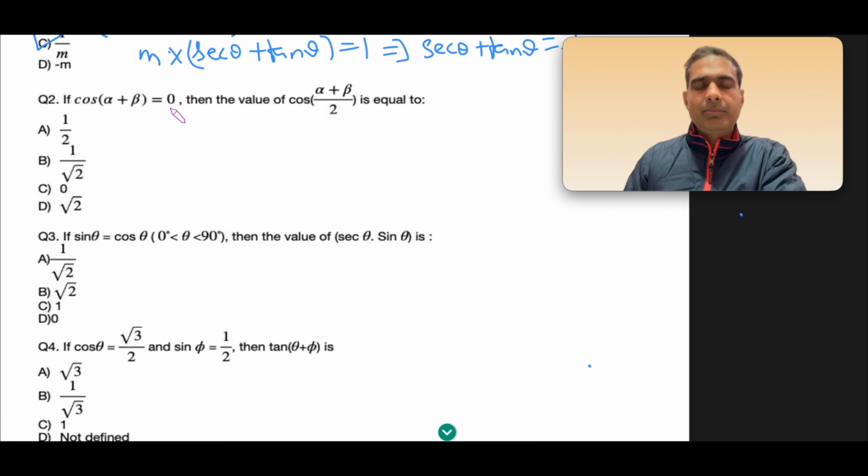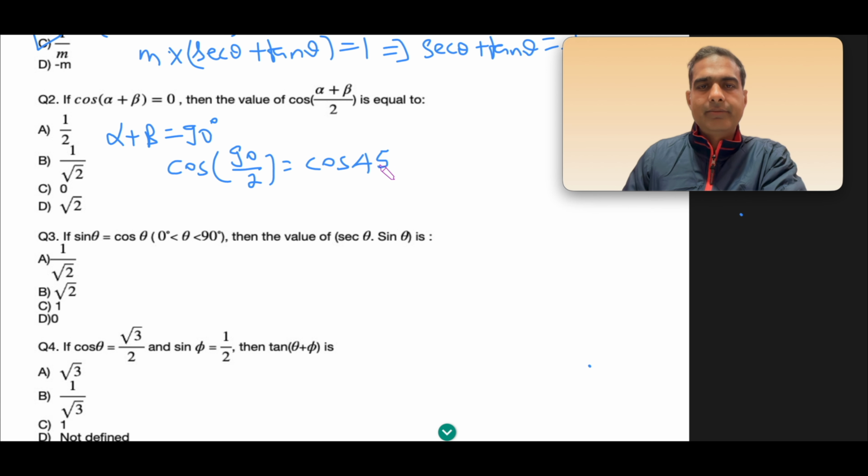Now cos of alpha plus beta is equal to 0, and we know the values of cos at different angles, and cos is 0 when the angle is 90 degrees. So from here we can say that alpha plus beta will be equal to 90 degrees. Now we have got the value of alpha plus beta as 90 degrees, then I can substitute 90 in place of alpha plus beta here. So from here I will be getting cos of 90 by 2 is equal to cos of 45 degrees, and cos of 45 degrees is 1 by root 2. So from here we got the answer as 1 by root 2.